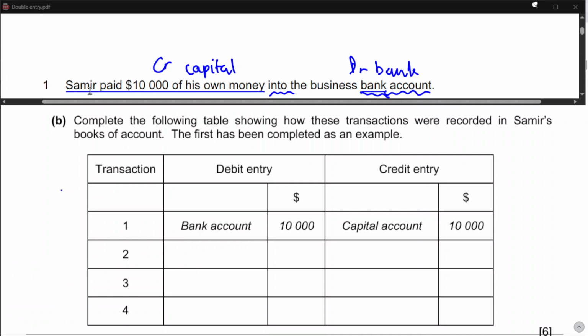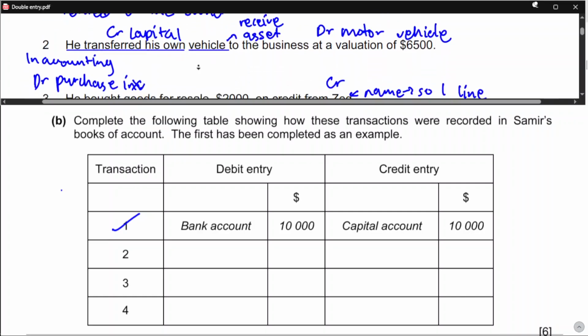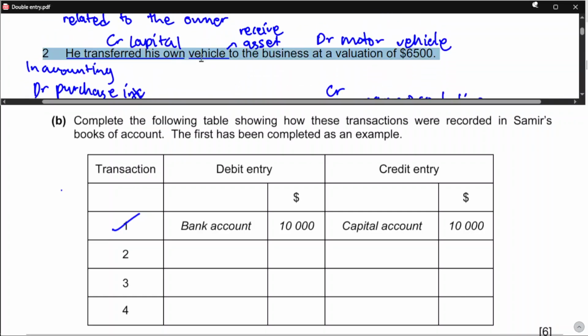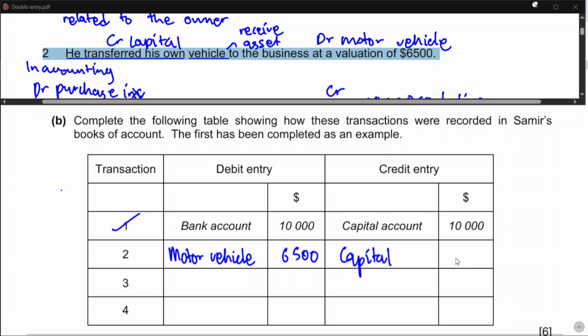Then let's input the answer. The first line is given already. The second line he wants us to do motor vehicle debit. So it's debit. So I put motor vehicle, 6,500. And credit capital 6,500. Then let's go to the next line.